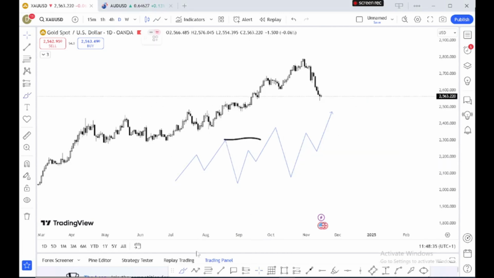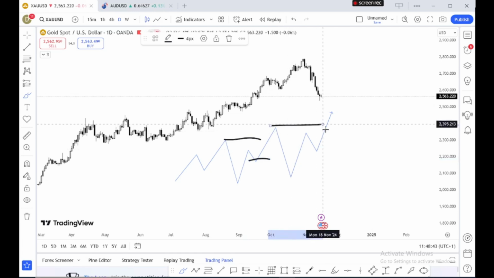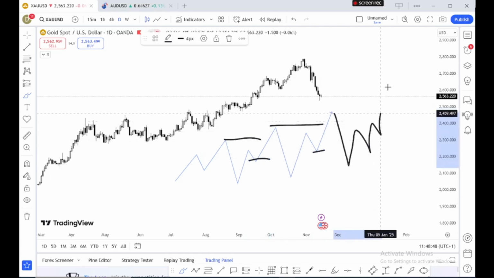As you can see in this drawing, we have a break of structure here. The market came back for inducement, break of structure again, inducement. I want to see something like this before we continue. This is exactly what I normally look for in the market. If I don't see this, I'm not taking any trade.